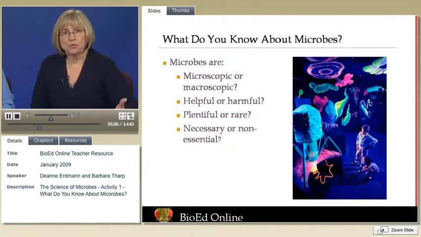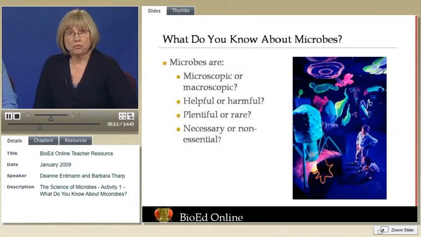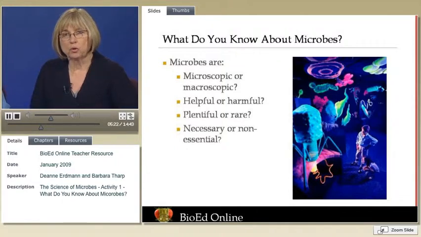You might prompt them with things like, what size are they? Do they know what size they are? Have any idea? Do they know if they're helpful or harmful? If they're plentiful or rare? And are microbes necessary or non-essential? What do they know about it? And if they have any really overarching questions, you might record those questions to revisit later.